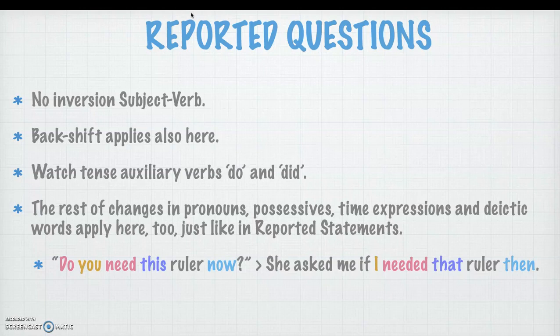It is important to remember that in indirect speech, there is no change in the word order between subject and verb. It takes the typical statement word order. This is subject plus verb, so there is no inversion. Backshift, this is a change in tense, applies also here when going from direct to reported speech.